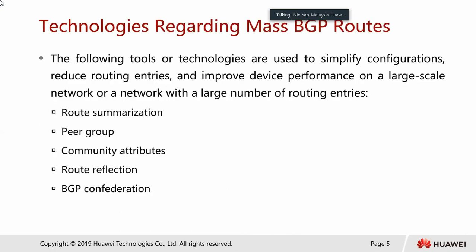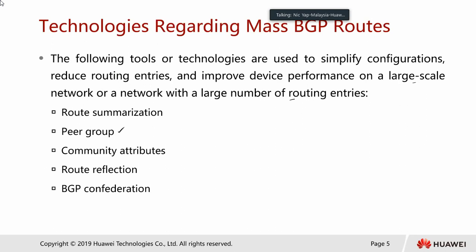So those are the tools. The following tools or technologies are used to simplify the configuration, reduce the route entries, and improve device performance on a large-scale network, or a network with a large number of route entries. Not only are the route entries very large, they are also based on a large-scale network. It means that within your AS, you could have more than 20 devices, 20 BGP routers. So how are you going to handle all these devices? If you do it one by one, you will waste a lot of resources. That is where the peer group comes from.